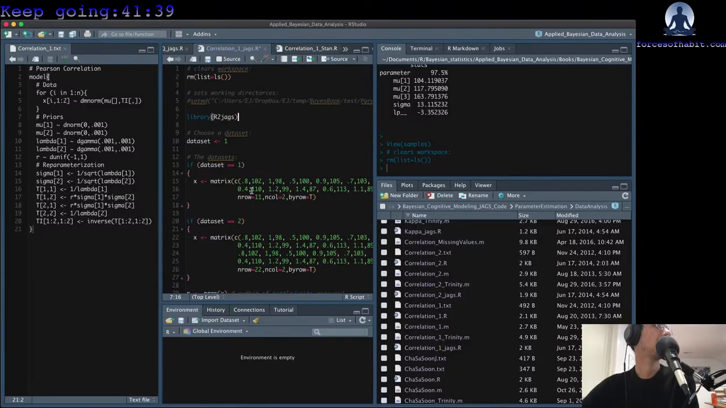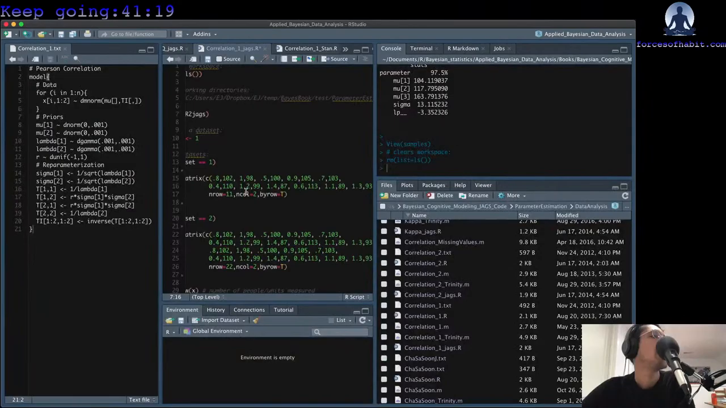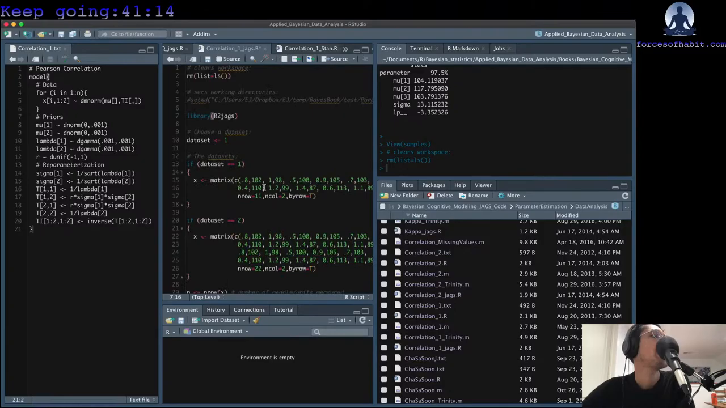The two data sets. See what the text has to say. Fabricated data comparing response times in semantic verification task, is a whale a fish, with IQ measures. So we're looking at IQ and whale verification.